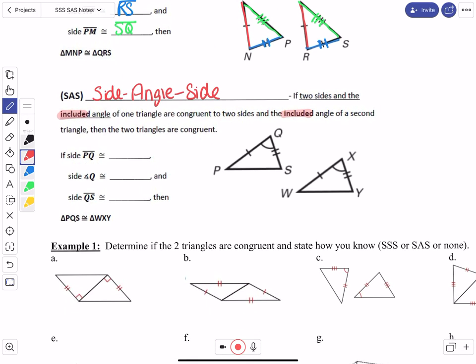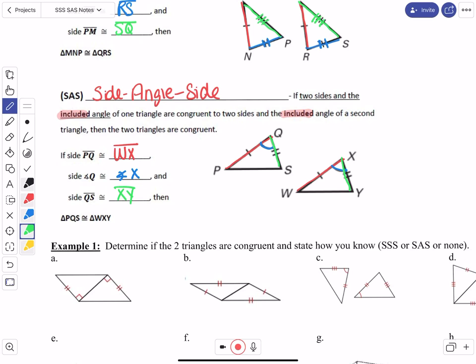So if we have side PQ is congruent to WX, and then we have angle Q, so angle Q is congruent to angle X, and then we have side QS is congruent to side XY. Then triangle PQS is congruent to triangle WXY.